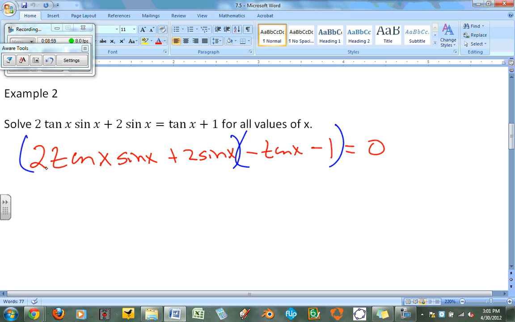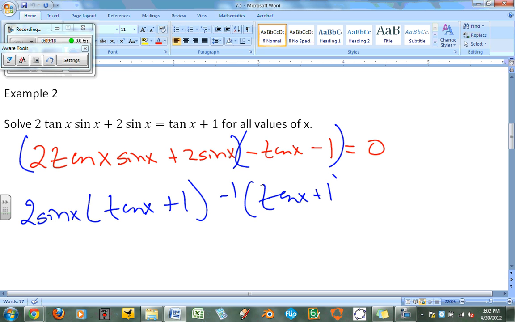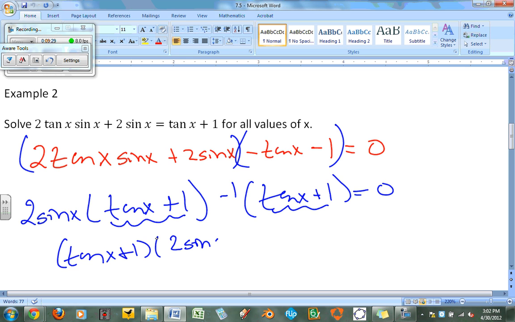Here I can pull out a 2 sine x, correct? And when I pull out a 2 sine x, I'm left over with tangent x plus 1. Here I need this parentheses to be the same, so we're going to have to pull out a negative 1 to get these both positive, so minus 1. And I get tangent x plus 1, which is good. That's what we want. Now, since both these are the same, we say we're taking a tangent x plus 1 out, and we write that in its own parentheses, and what's left over we write in its other parentheses. So 2 sine x minus 1 is what was left over.